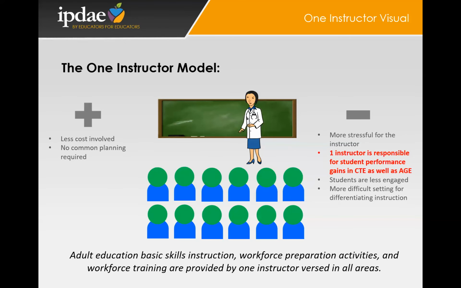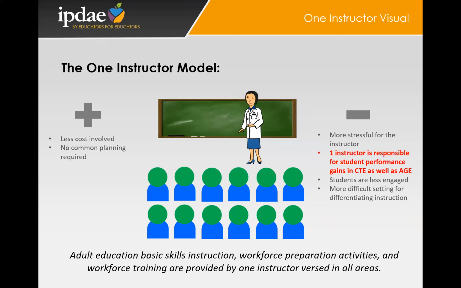Now let's look at the visual of this one instructor model. In this model, adult education basic skills instruction, workforce preparation activities, and workforce training are provided by one instructor. This is a tricky one because in order to have one instructor, right, the instructor has to have experience in both that CTE area, the career area, and in IET or AGE.